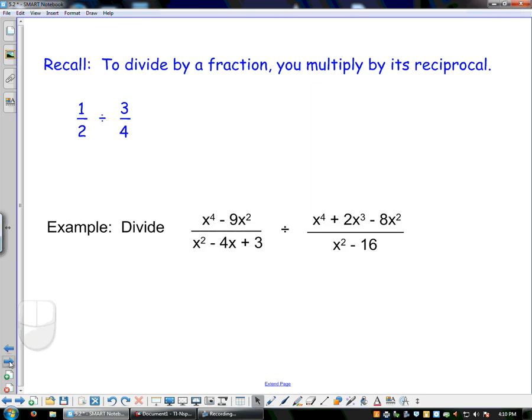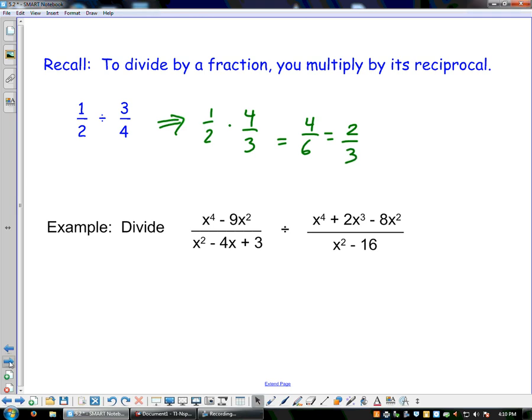Okay, so now we've just practiced some multiplying. Let's recall that if we're going to divide by a fraction, you multiply by the reciprocal. So if you were going to divide 1/2 by 3/4, you could rewrite that as 1/2 times the reciprocal of 3/4, which is 4 thirds, and that would give us 4 over 6, which we could reduce to 2 over 3.